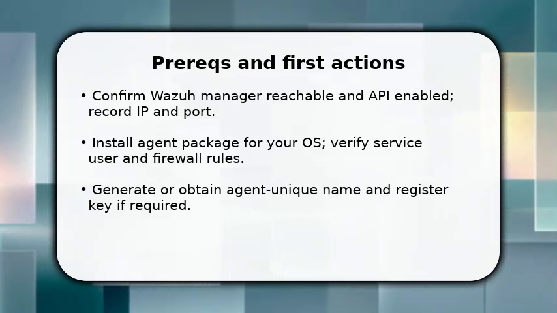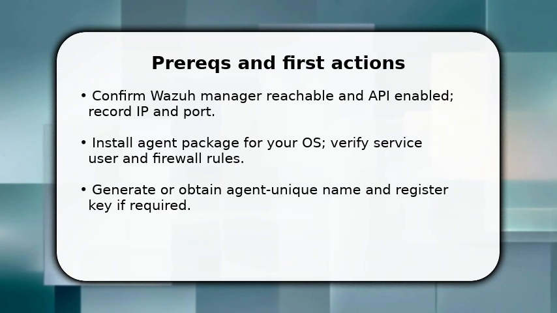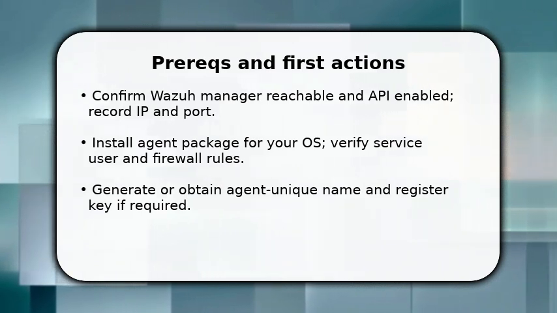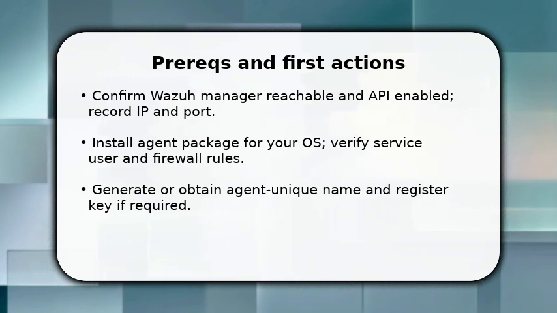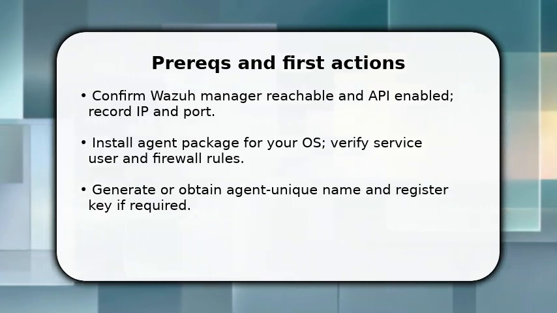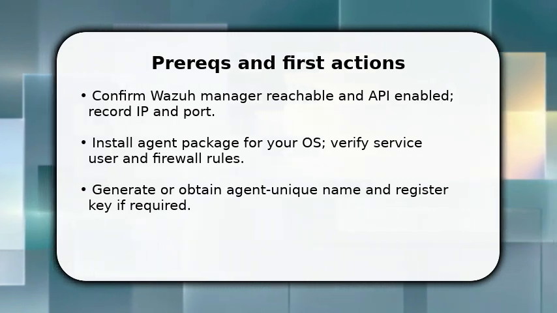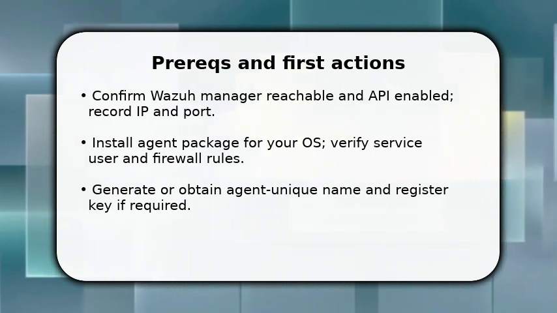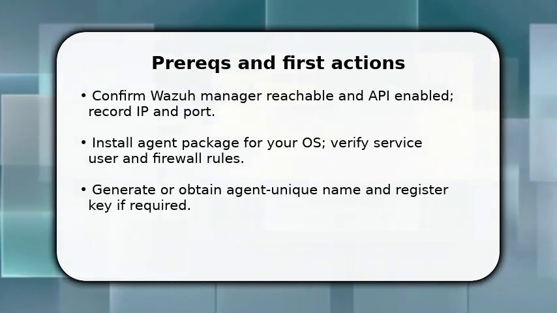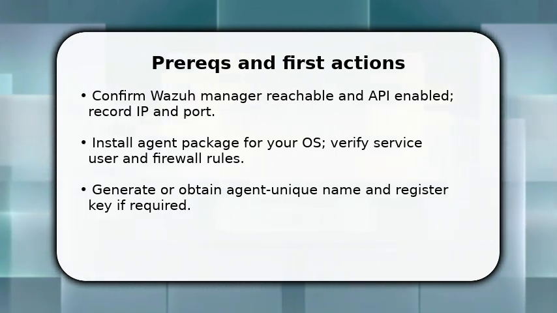You start by confirming the Wazuh manager is reachable and that the manager API is enabled. This ensures the agent can register and communicate. Next, install the agent package for your operating system and enable the agent service, because without a running service, nothing moves. Once done, pick an agent hostname and prepare the registration key or agent auth command parameters so you can initiate the secure enrollment immediately.